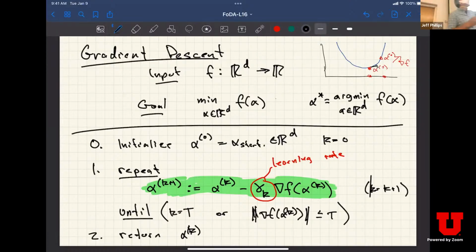Oh, the other thing to point out is we never computed the function value. We don't need to be able to compute the function value. We only need to be able to compute the gradient. The function value does not show up in this algorithm. It's kind of a neat observation. I don't need to be able to compute the function, I just need to be able to compute its gradient.